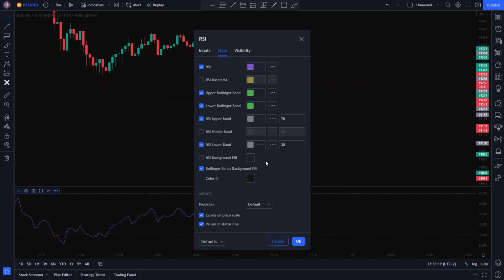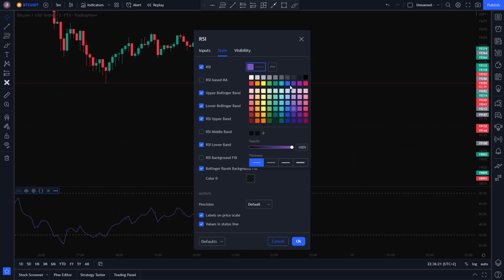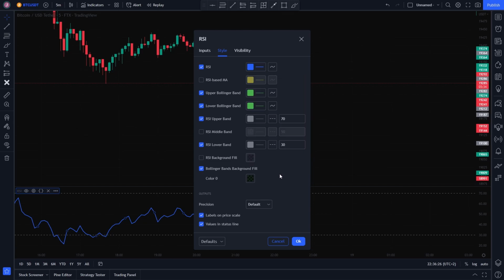I also like to change the color of the main line to blue and make it a bit thicker. It's also better to make the upper and lower levels normal lines so it's more clear where the main blue line is.